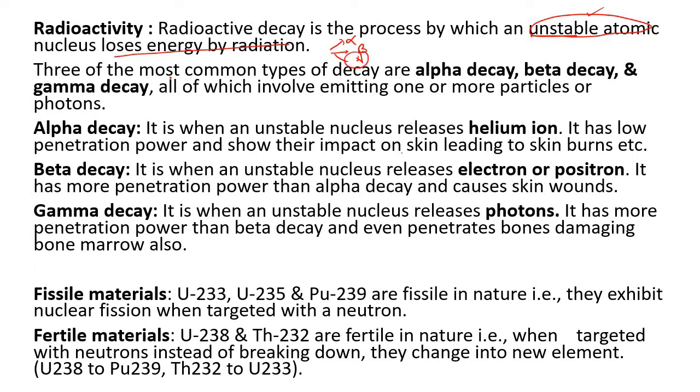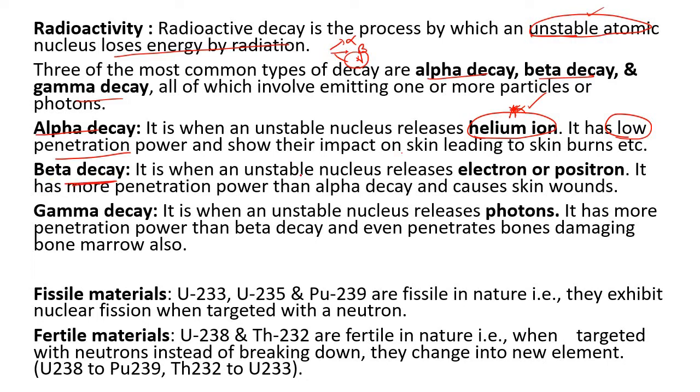Three of the most common types of decay are alpha decay, beta decay and gamma decay, and all of them involve emitting one or more particles or photons. Alpha decay is when an unstable nucleus releases a helium ion. Remember this from a prelims perspective. When alpha decay occurs, it releases a helium ion and it has low penetration power.